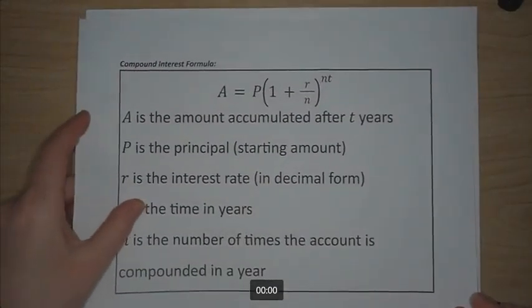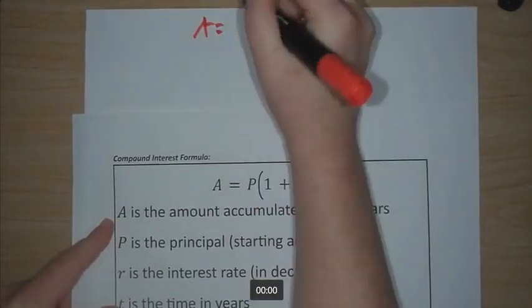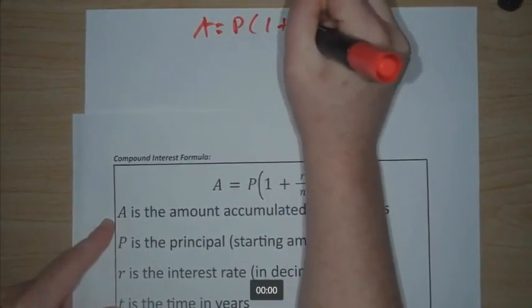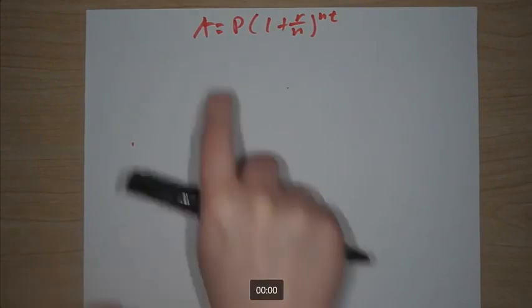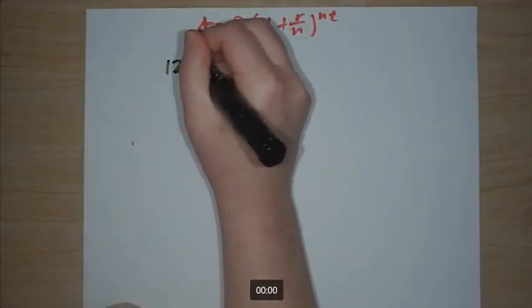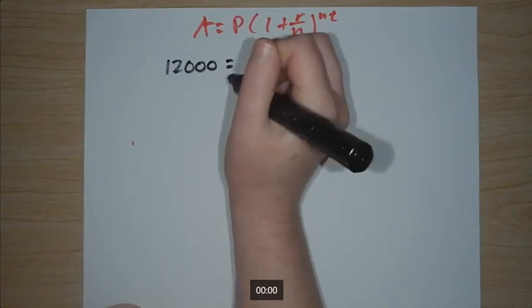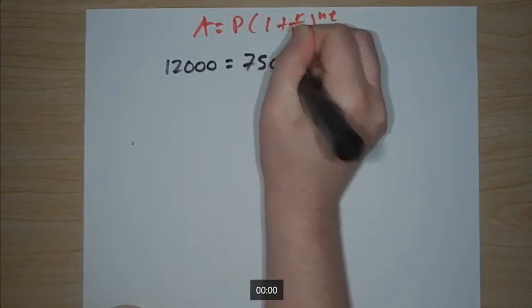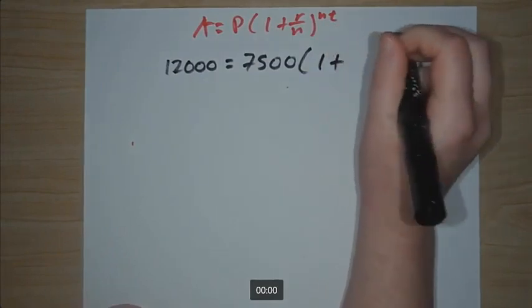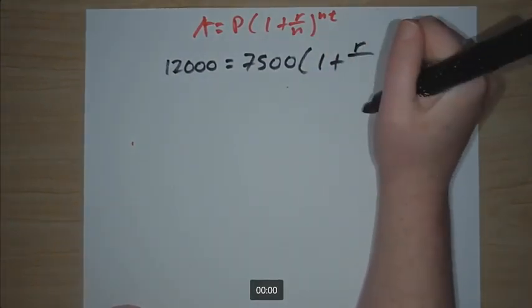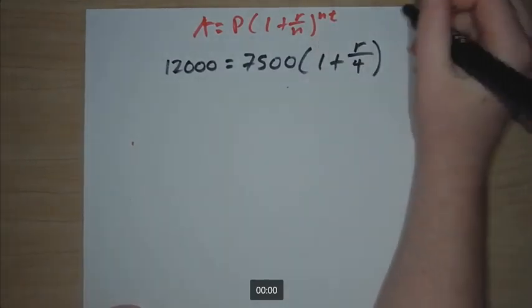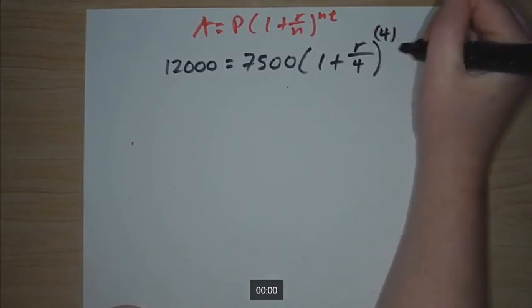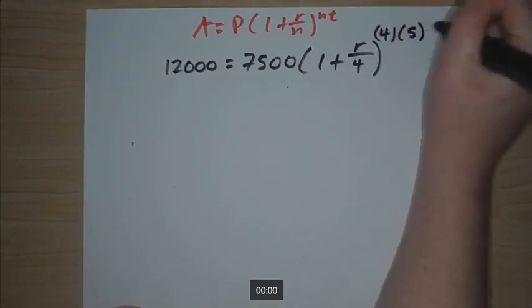So if you forgot already, here's our formula. We have A is equal to P times 1 plus R over N to the NT. So our A was 12,000. Our P was 7,500 times 1 plus our R, which we don't know, so it's just going to stay as R. Our N was 4 because it was compounded quarterly, to the NT, so our 4, and we want to do it in 5 years, so times 5.